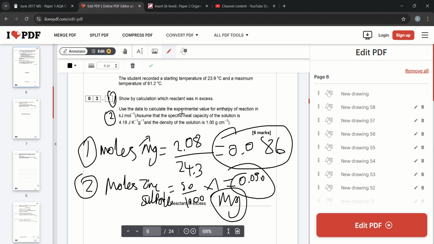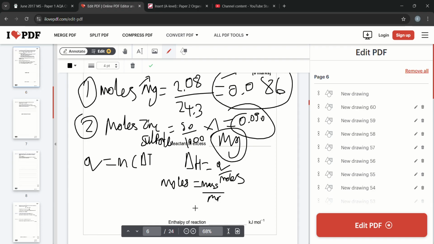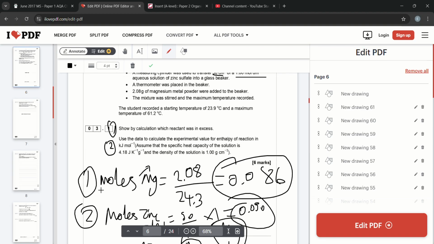Then it says use the data to calculate the experimental value for the enthalpy of reaction in kJ mol⁻¹. So first things first, we're going to need three equations. Q equals mcΔT, ΔH equals Q over moles, and moles equals mass over Mr. And we're trying to find the enthalpy of reaction. So Q equals mcΔT.